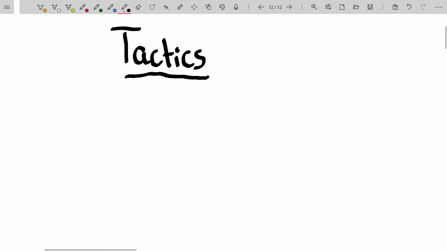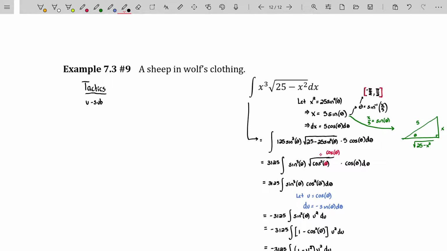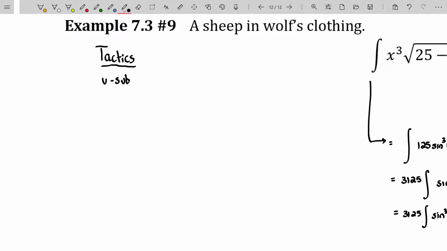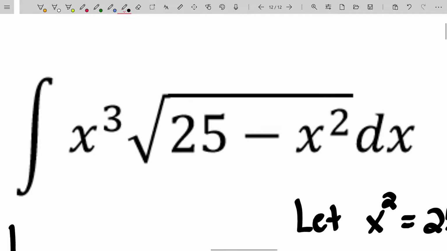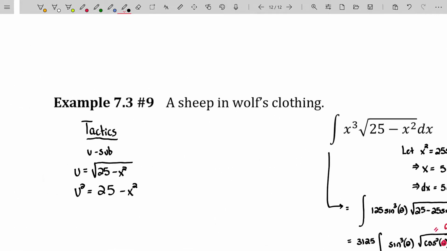But I will write u substitution. And the moment that I write u sub in there, it makes me want to go ahead and try it. And in this case, I will. I'll do a unique style of u substitution. I'm going to let u squared equal 25 minus x squared. If you've never seen this style of substitution, you might be wondering what I was doing. What I'm doing is basically saying let u equal the square root of 25 minus x squared, and then I squared both sides.